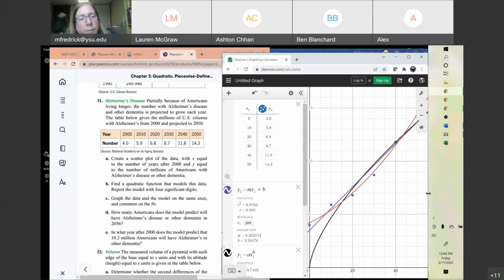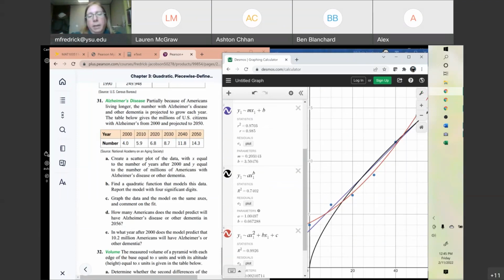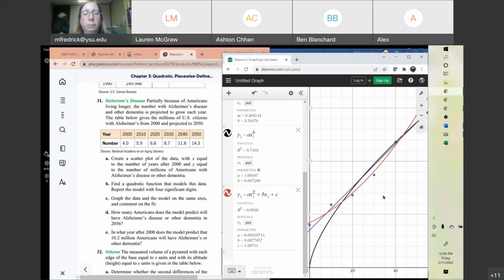Find a quadratic function that models this data. Well, quadratic, that is number 4, the red one, because quadratic is the x squared. And notice the r squared is 0.9926. Any questions on that part?